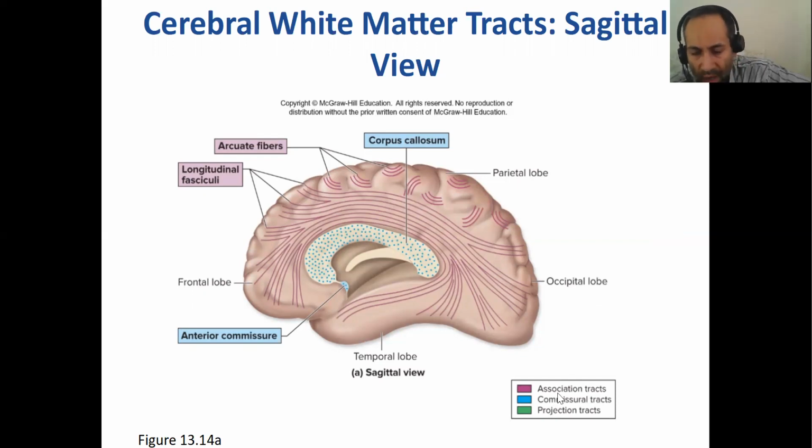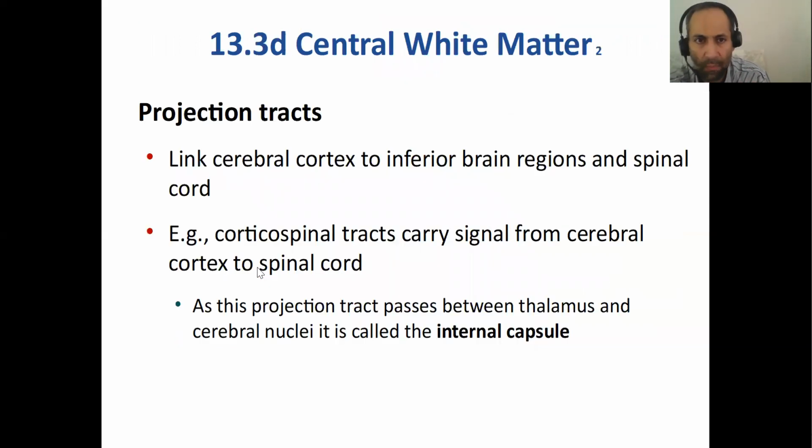So the three types of tracts are association tracts in pink, commissural tracts in blue, and projection tracts in green. What's the difference? Association tracts, as we see here in pink, connect different parts of the brain within the same hemisphere, right? For example, the frontal lobe connected to the occipital lobe. So what you're seeing in your occipital lobe, you're also thinking about it critically in your frontal lobe, or what you are smelling in your temporal lobe, you're also making sense of it in your frontal lobe. So those are all association tracts which join together the different areas of the same hemisphere, okay?